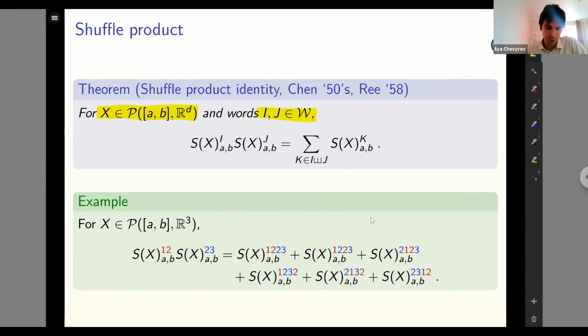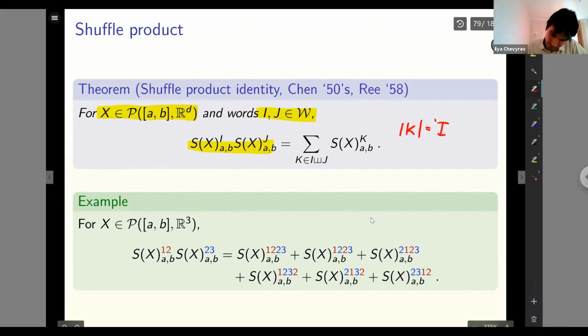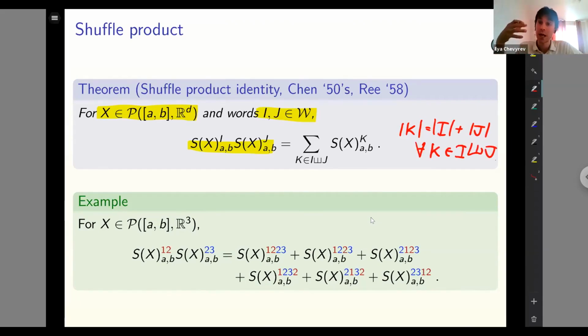The content of the shuffle product identity is that we can express the product of these signatures as a sum over signature terms of higher order. The order of the signature terms is that of I plus J. So note here that the length of the word K is equal to the length of I plus the length of J, for all K. So this is a polynomial type property for signatures, and I'll emphasize this a little bit more.